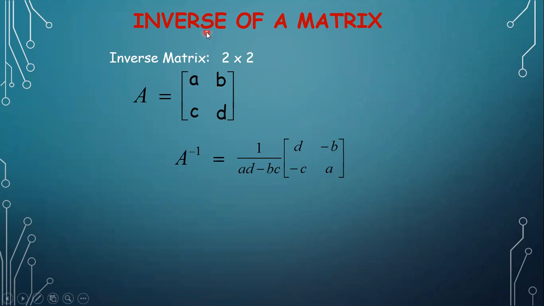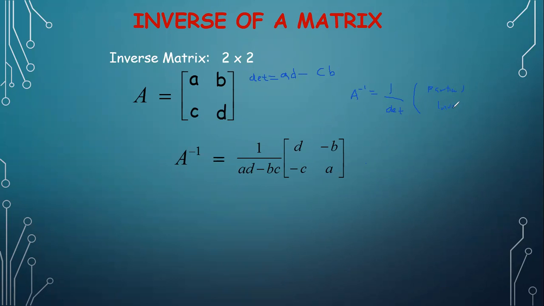The determinant is got by multiplying the elements along the major diagonal, that is a times d, and then subtracting the product of the elements along the minor diagonal, which is c times b. This gives us what we call the determinant of the matrix. The inverse is given by 1 over the determinant of that matrix, multiplied by what we call the partial inverse.